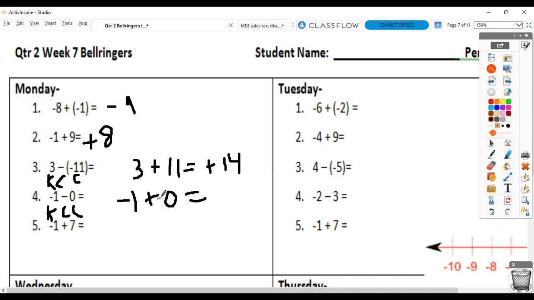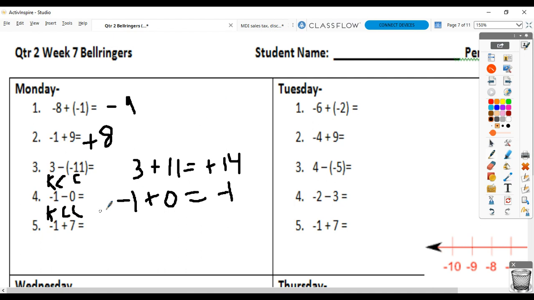Now let's look at my problem. I have an addition problem. Now let's look at the signs. I have a negative sign and a positive sign. So when they are different signs, I subtract and keep the sign of the bigger number. So let's subtract first. 1 minus 0 is 1. And what's bigger, 0 or 1? Well, 1 is bigger. So I keep the sign of the 1, which is negative. So -1.